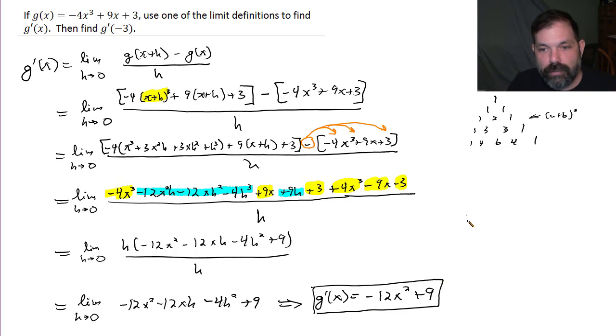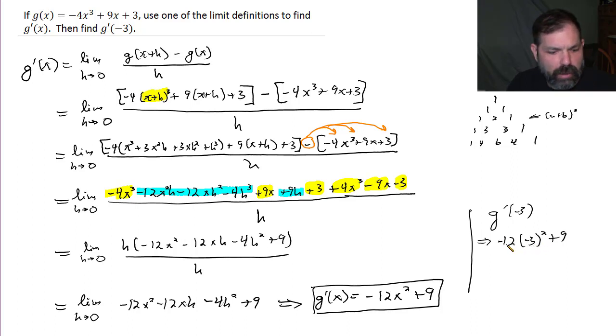Then g prime at negative 3, well, that would be negative 12 times negative 3 squared plus 9. So that's negative 12 times 9 plus 9. Negative 12 times 9, that's negative 108, plus 9 is negative 99.